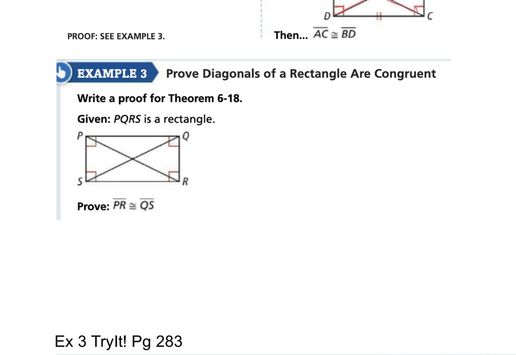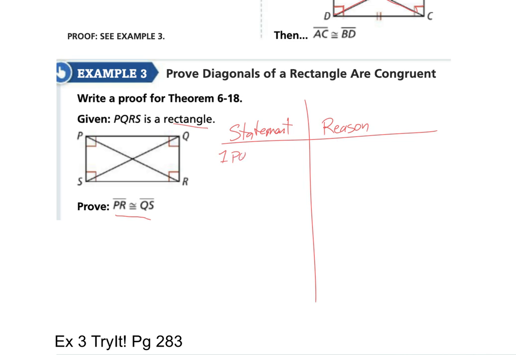So let's write a proof of this. Given that we have a rectangle, meaning that we have 4 right angles, we're going to prove that PR is congruent to QS. So we have our statement, and we have our reason. So PQRS is a rectangle. This is given, of course.